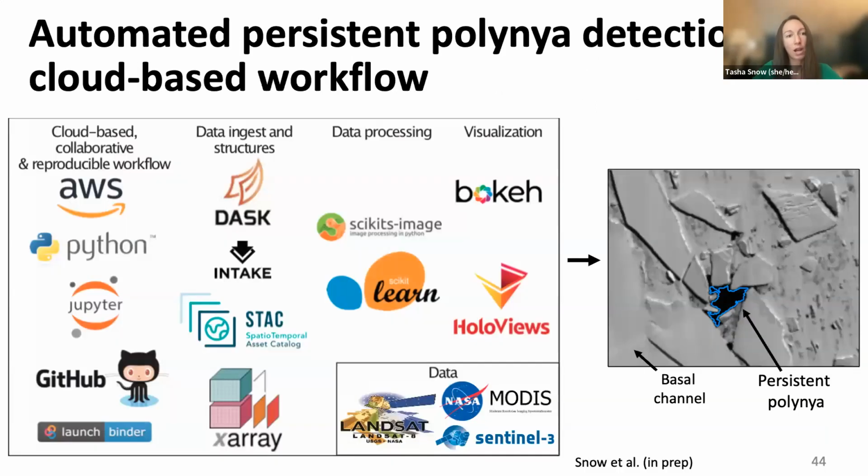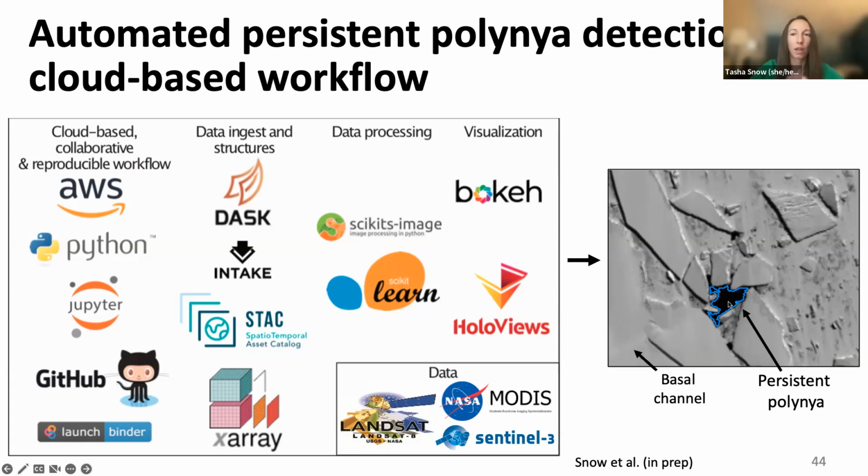And to do that, we're automating the detection of these features in a cloud-based workflow. So we're building the cloud-based, collaborative and reproducible workflow in AWS using Python and Jupyter. We have data ingest and structures. We have data processing, libraries, and visualization. Then we're using data from Landsat, MODIS, and also eventually Sentinel-3 to be able to study these. What we get from this workflow is something like what we're showing here on the right, which is the polynya outlined.